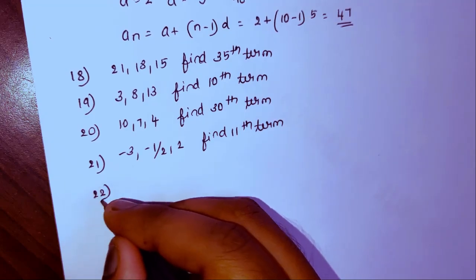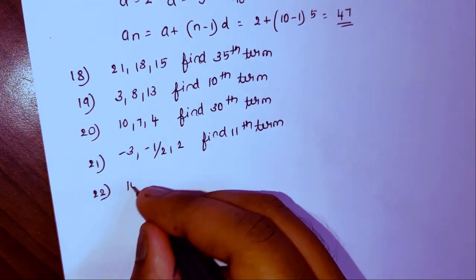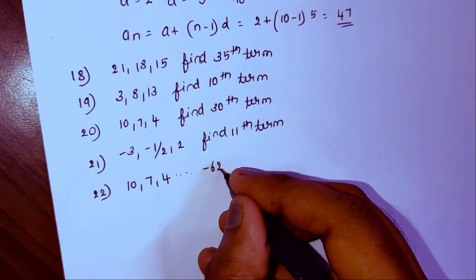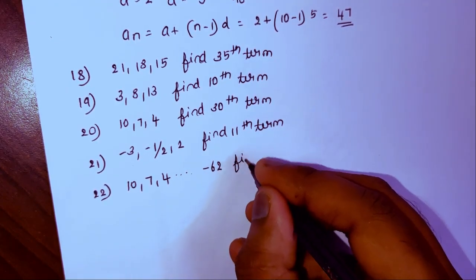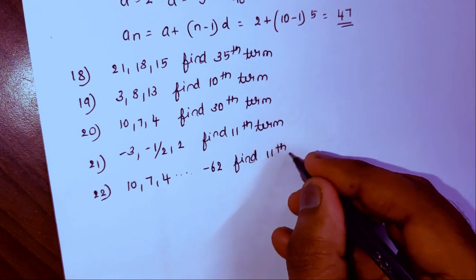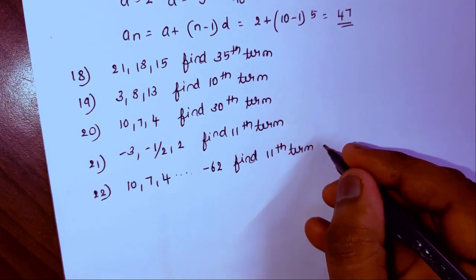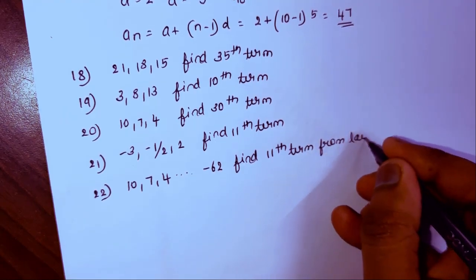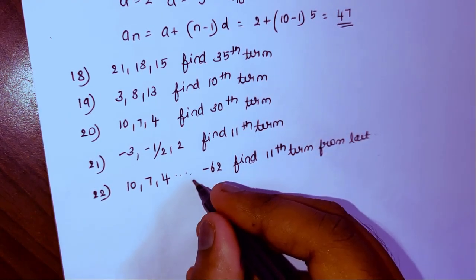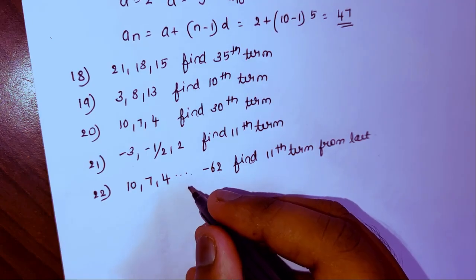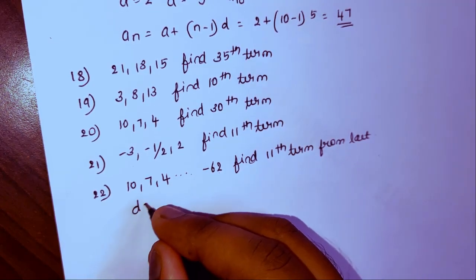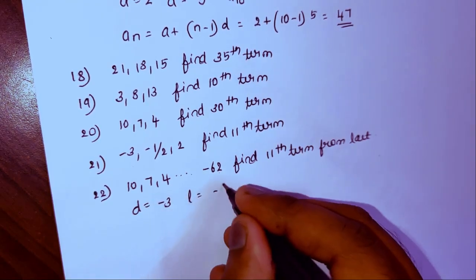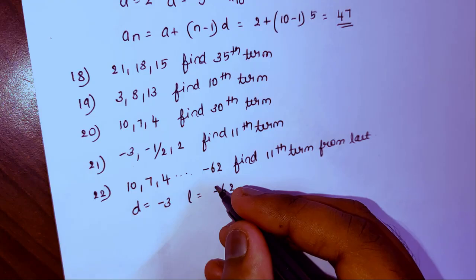Now we'll solve the 22nd question. 10, 7, 4, and so on up to minus 62. You have to find the 11th term from the last. Observe the question carefully. They have not asked to find the 11th term. You have to find the 11th term from the last. So we know the common difference, that is 7 minus 10, that is minus 3, and the last term is minus 62. They are given in the question.